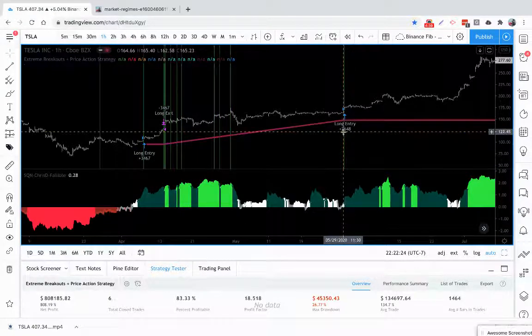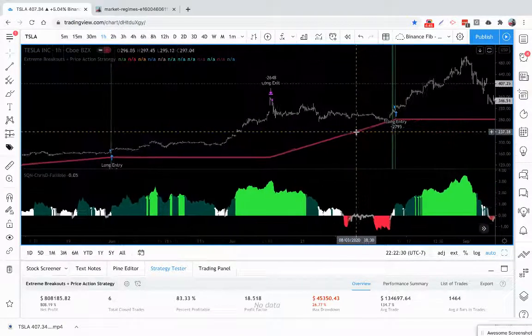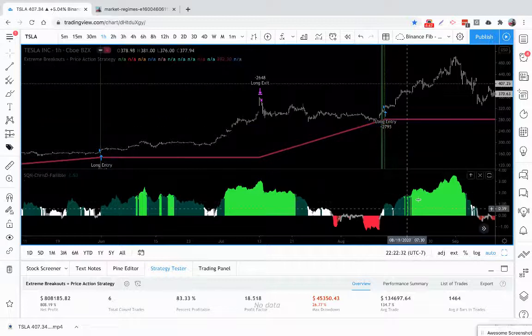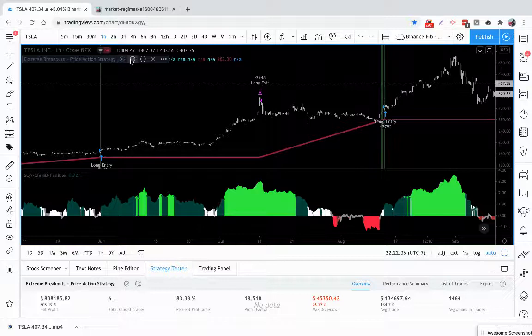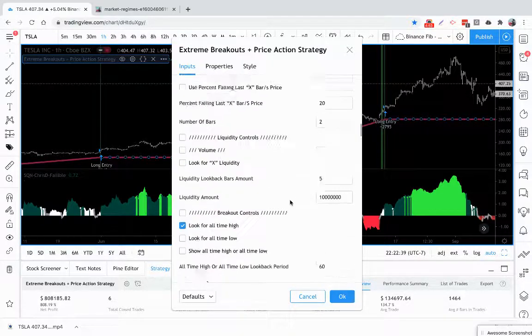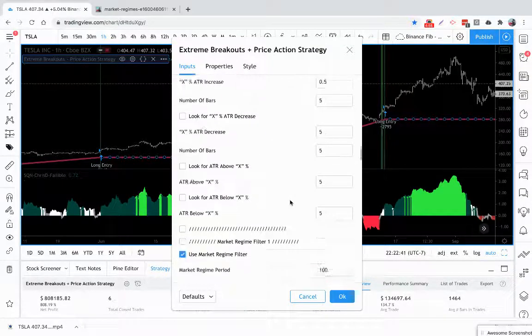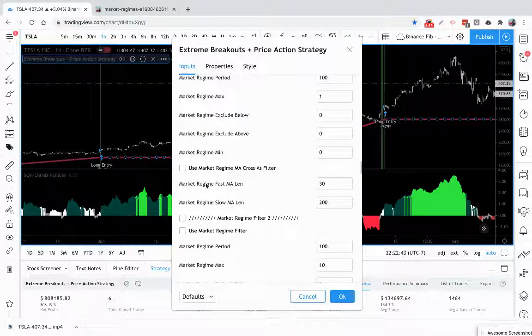Over here, it was 0.28. So you can see how that's working. When it's within that market regime, that's the only time it can enter if we have that use market regime selected. These market regime moving average crosses filters. Let me explain what that is real quick.